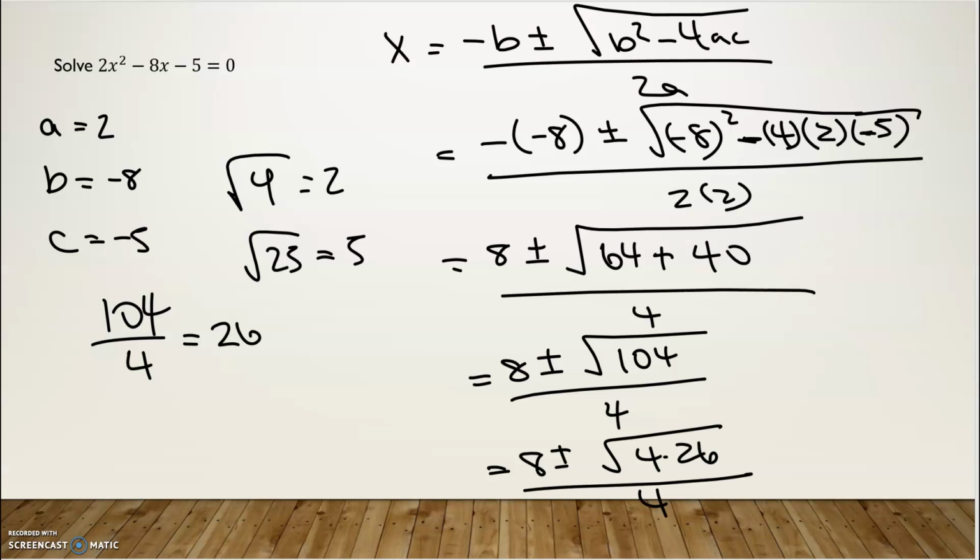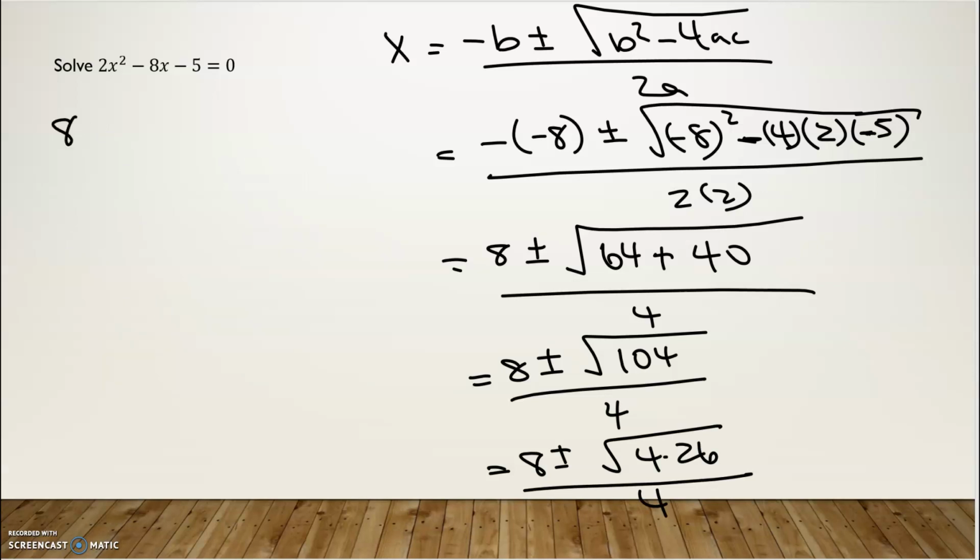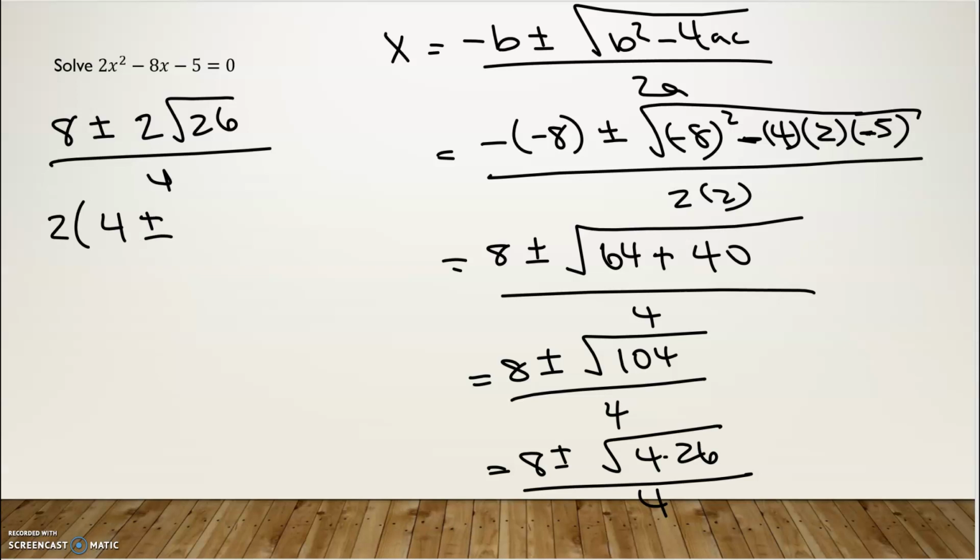And then let me erase this. So now what we have is 8 plus or minus the square root of 4, which is 2, times the square root of 26 all over 4. Okay, I can take a 2 out of the top part. I'm left with 4 plus or minus square root of 26 all over 4.